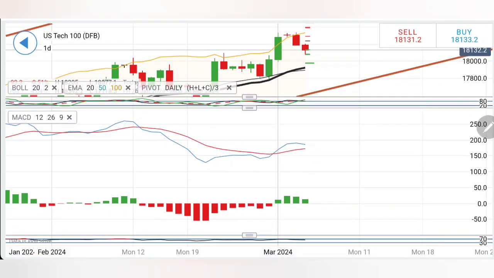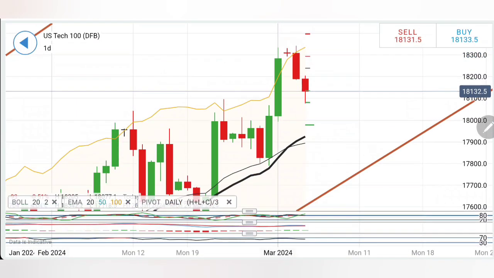Stochastic looking downwards, MACD is in green, trying to converge, RSI flat. So considering this, I will recommend you to buy here at 18160, expect it to move towards 18200, 18240, and then if it breaks beyond 18240, 250, stay bullish for 18300, 320, and from those levels the possibility of a reversal will exist.